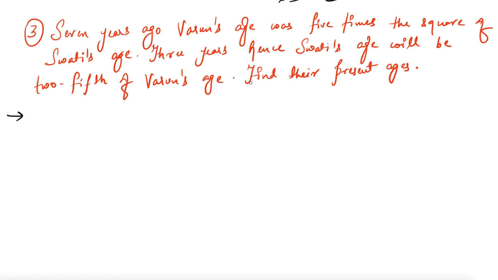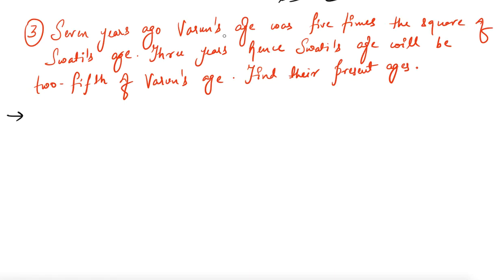Okay, I'll again read the question for you. 7 years ago, Varun's age was 5 times the square of Swati's age. 3 years hence, Swati's age will be 2/5 of Varun's age. So find their present ages. So how will we approach this question?